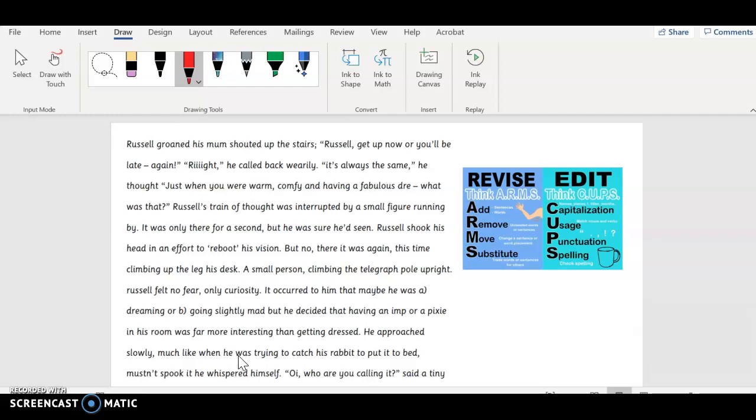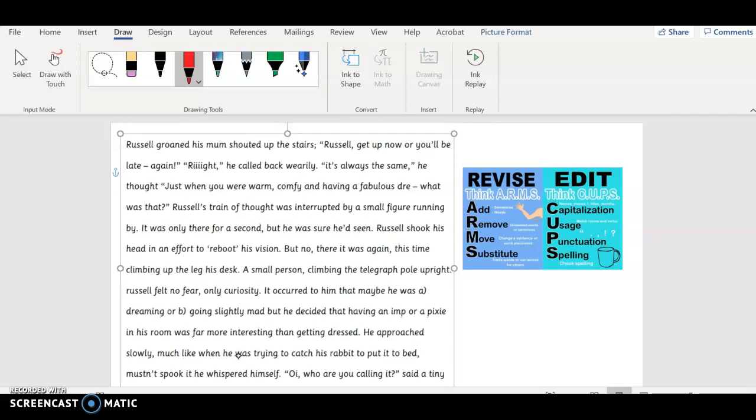All right. Russell groaned. His mum shouted up the stairs. Clearly missing a word there. Russell groaned as his mum... there, that. Don't want to move it. Groaned as his mum shouted up the stairs. "Russell, get up now or you'll be late again." "Right," he called back wearily. "It's always the same." All right, I need a capital letter for the start of my dialogue, the start of my speech. "It's always the same," he thought.